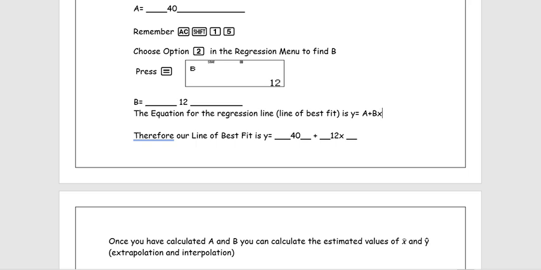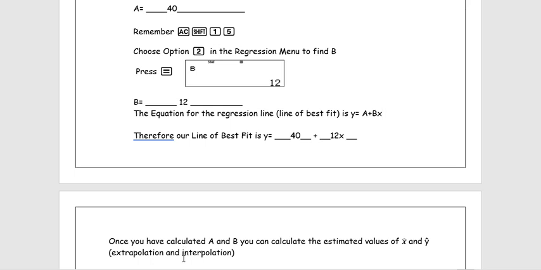Once you have calculated your A and your B values, we can go on and look at our estimated values of X and Y. So what we are going to be dealing with now is either extrapolation or interpolation. And I know these words sound very, very confusing right now, but let's break them up. Let me explain to you the difference. If I have something that is extra, I have more than. So when I am dealing with extrapolation, it is going to be dealing with values that are outside of my data set that was given.